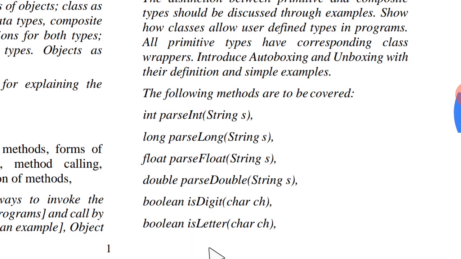All right, boolean isDigit is also there. Here you can see boolean isDigit, just to check whether the character which you have entered is a digit or not. Then with char ch, boolean isLetter, this character ch will be validated whether it is a letter or alphabet or not.